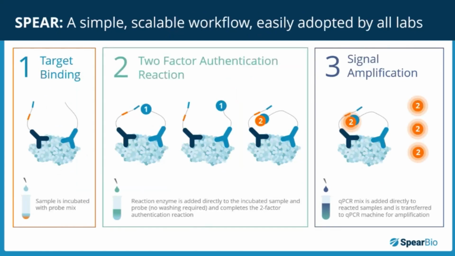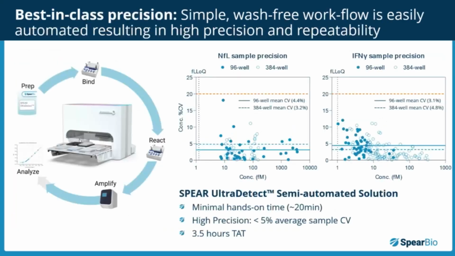Unlike other advanced technologies, Spear actually offers an exceptionally simple workflow, requiring only 3 rounds of reagent adding and mixing directly into the same tube or well before putting it on a qPCR instrument for reading. The simple workflow without error-prone wash steps ensures highly precise measurement from Spear assays.